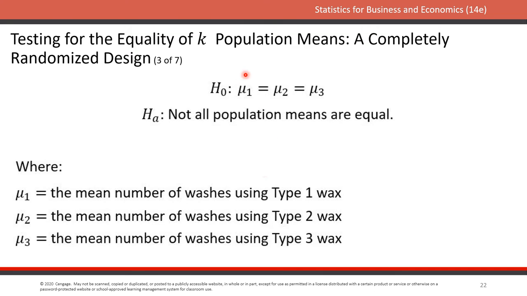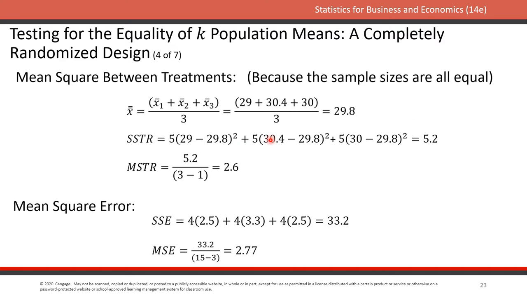For our null hypothesis, we have that the mean number of car washes that the wax lasts for the three brands is the same. And then the alternative hypothesis says, well, no, it's not the same. At least something is different within here.